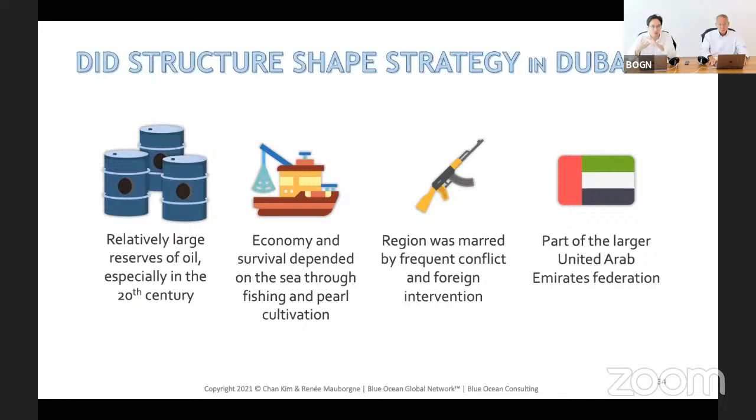So I'll give you some examples of structural conditions. Of course they had very large oil reserves, not just Dubai, but the wider UAE, one of the largest oil reserves in the world. And then, in the mid to late 20th century, their economy and their own survival depended a lot on the sea. Dubai is a seafaring nation, so fishing and a small pearl cultivation industry, small and at that time also slowly disappearing.